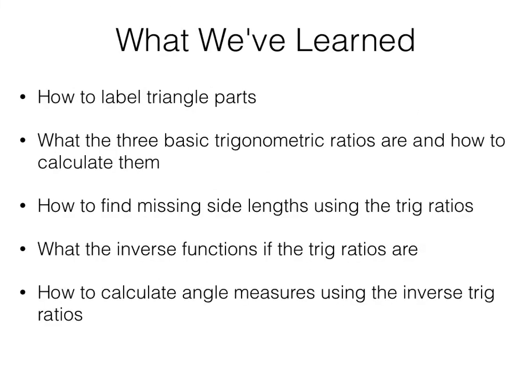We've learned how to label the basic triangle parts for opposite, adjacent, and hypotenuse. We've learned our 3 basic trigonometric ratios and how to calculate missing side lengths with them. Okay? We've learned what the inverse functions are, how to find them on our calculator, and then how to calculate missing angle measurements using our inverse trig ratios. That's it for today.